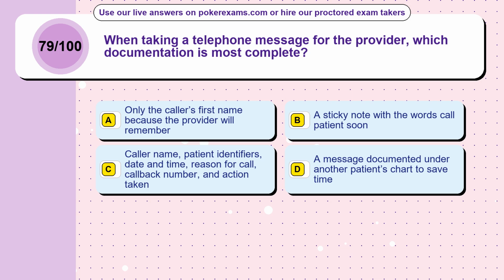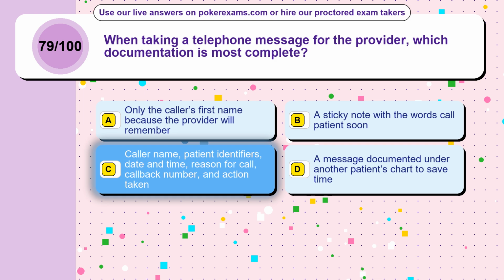Question 79. When taking a telephone message for the provider, which documentation is most complete? Option A. Only the caller's first name because the provider will remember. Option B. A sticky note with the words "Call patient soon." Option C. Caller name, patient identifiers, date and time, reason for call, callback number, and action taken. Option D. A message documented under another patient's chart to save time.